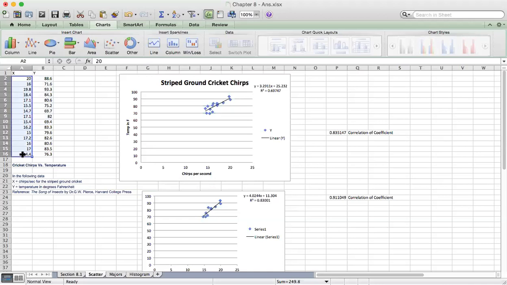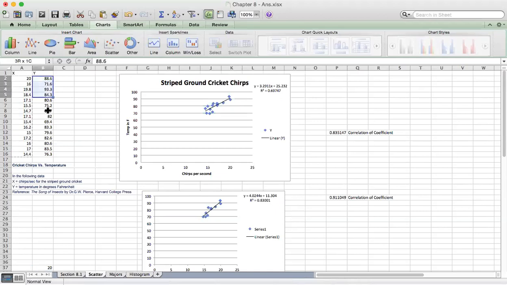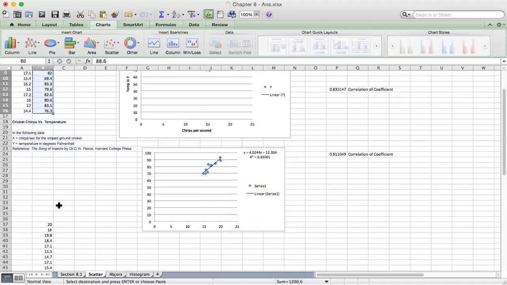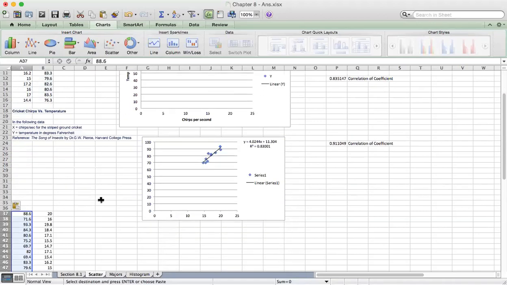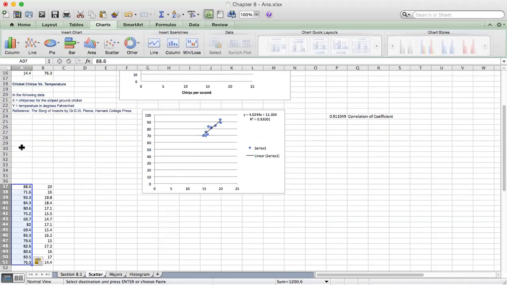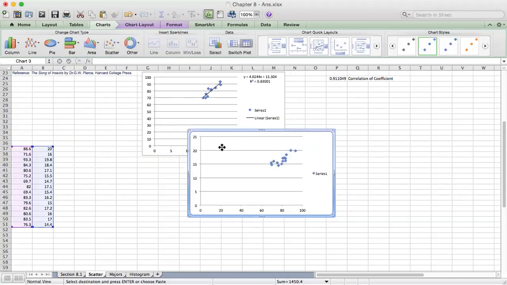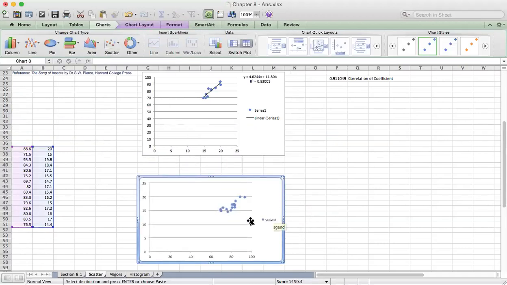copy this, Command C, and we'll paste it here. No, I want it to be my new y, so Command V. And then I copy this, Command C. Right, and so I've swapped them. And now if I highlight these and insert a scatter plot, the graph looks very similar still. I add my trend line.